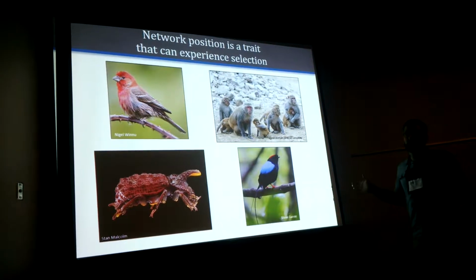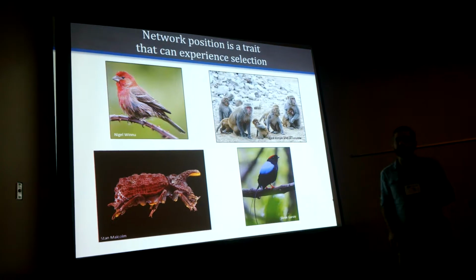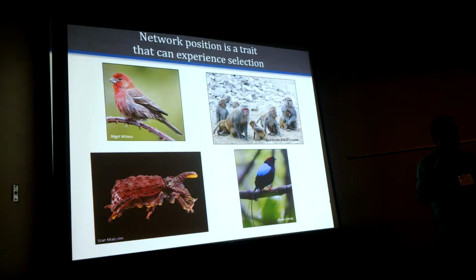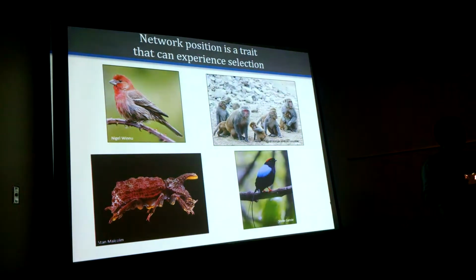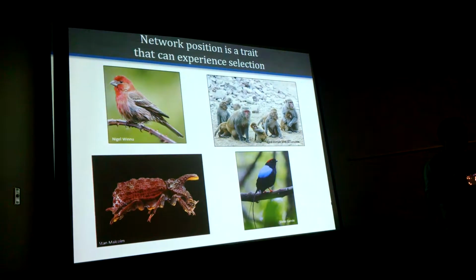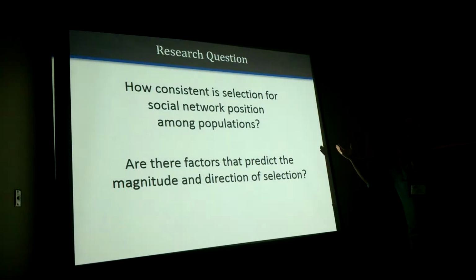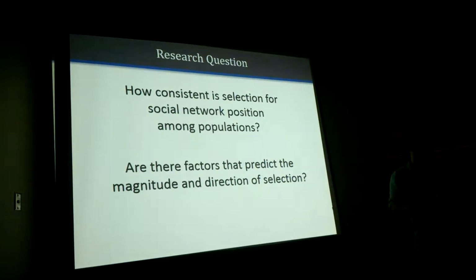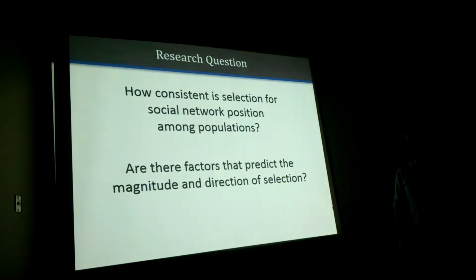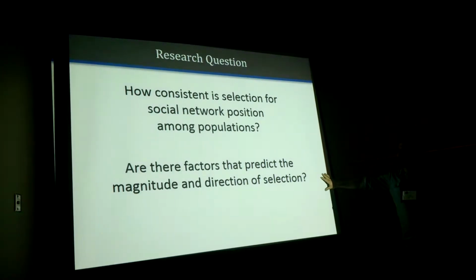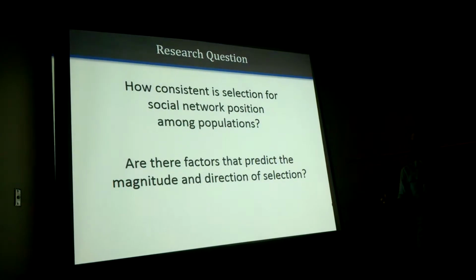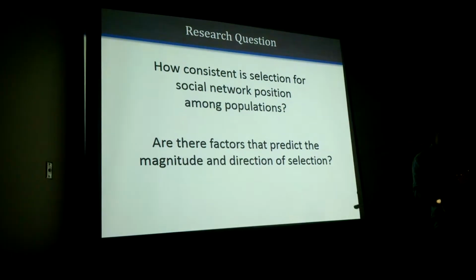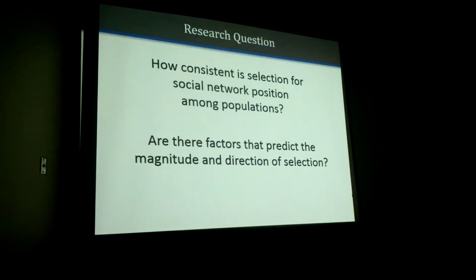This has largely been done with a mating success component of fitness, but some studies have also shown this for survivorship. Almost all of these studies have looked at selection for network position in a single population over a single breeding season. So what we thought we would do is look at how consistent selection for social network position is among populations, so across space within a single breeding season. And as a rough cut, we're trying to see if there are factors that predict the magnitude and direction of selection among these populations, if they do indeed differ.